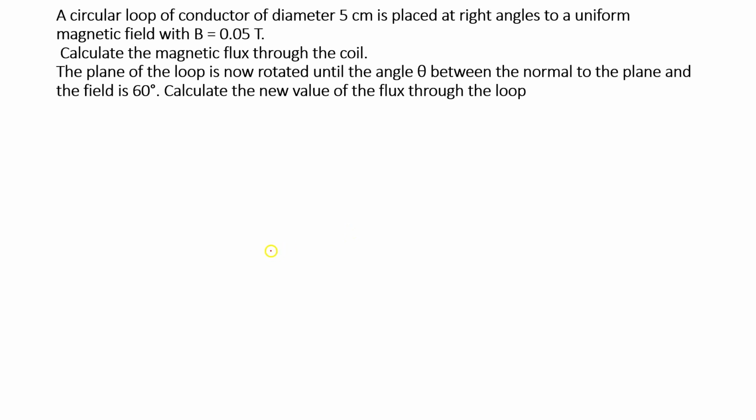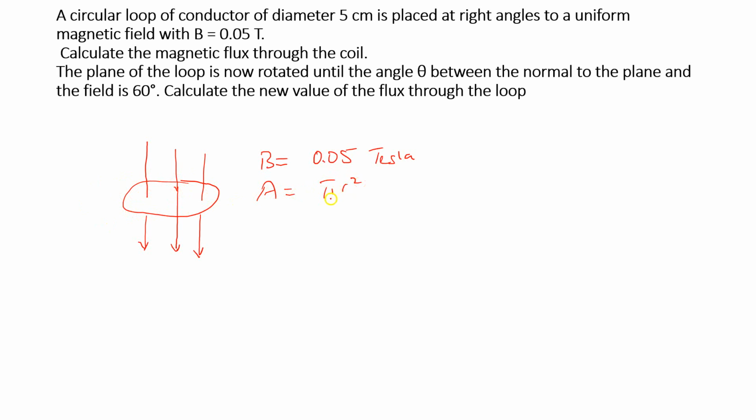through the coil. So imagine that we have a coil, and our magnetic field lines are passing completely through it. We know the magnitude of the magnetic field, which is B equal to 0.05 Tesla. And of course, we can find the area of a circular loop. The area of a circular loop is pi r squared, right?